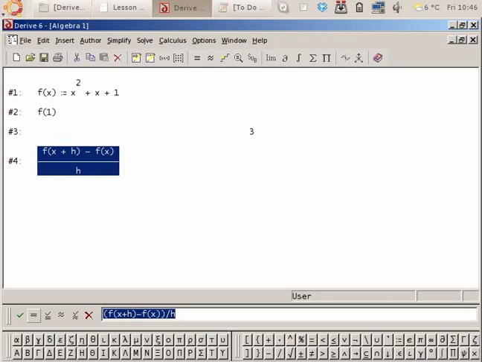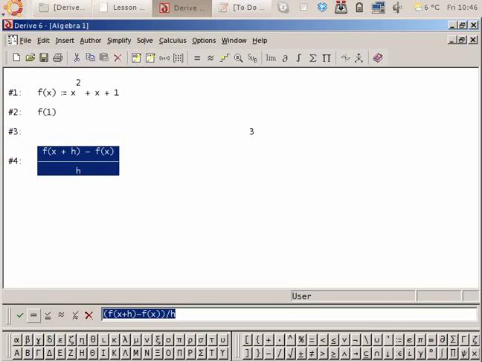Got that? Now, looking at the function x squared plus x plus 1, who can tell me what's the derivative here? What should it be? 2x plus 1. So how do you make f(x+h) minus f(x) all over h into a derivative? What do you do to the h?